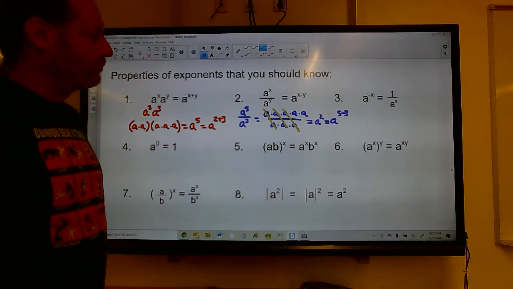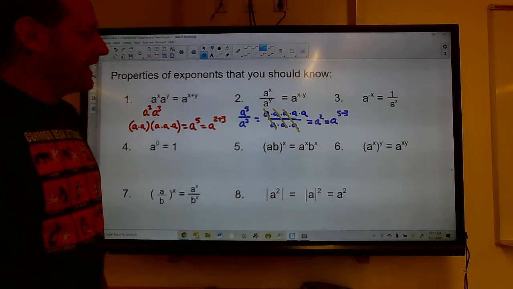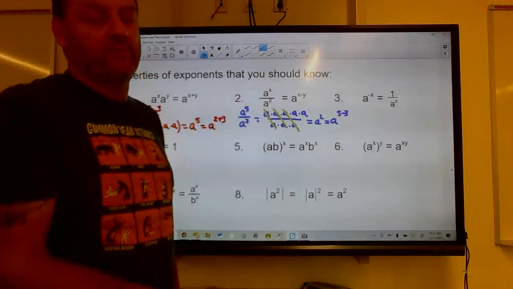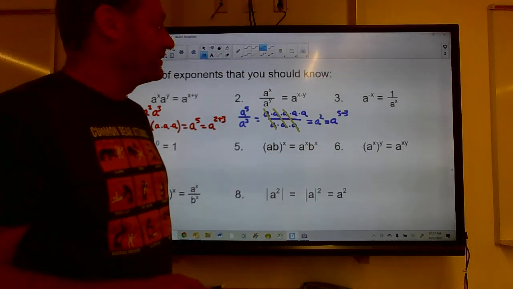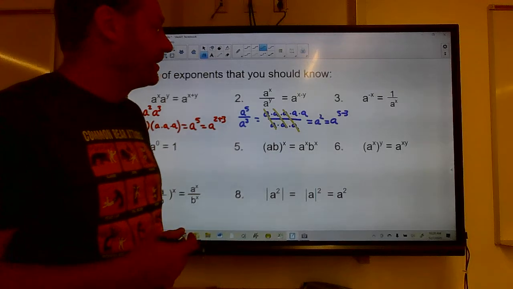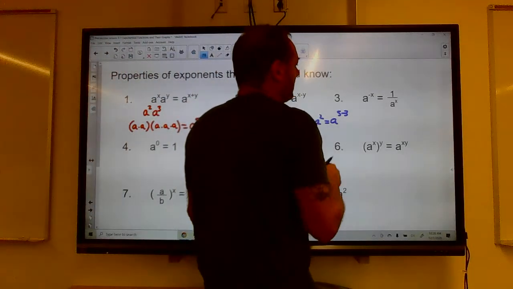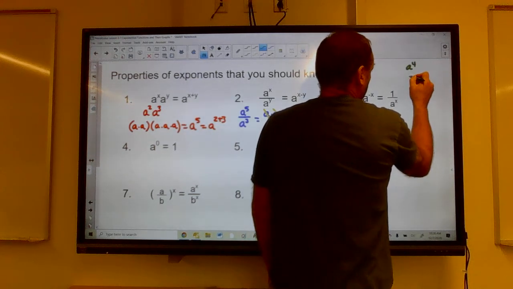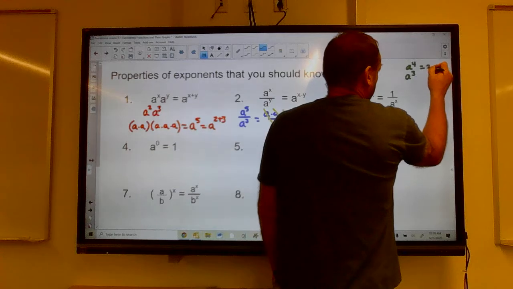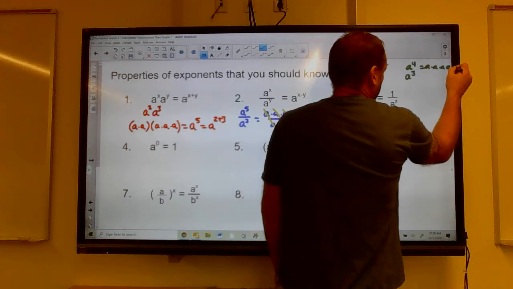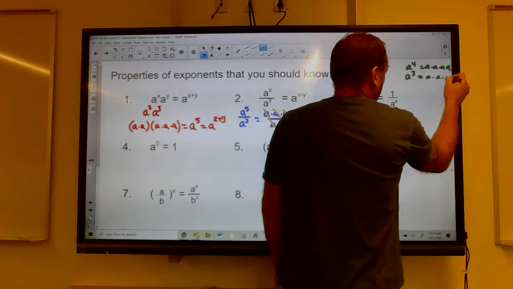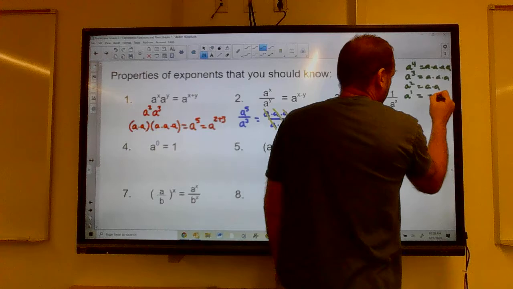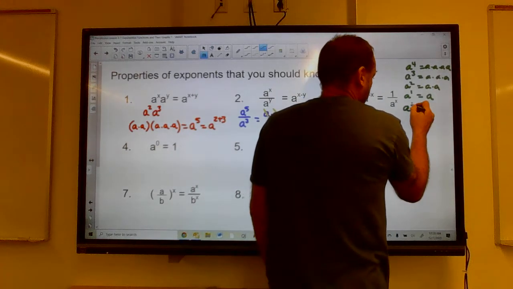A to the negative x is 1 over a to the x. So anytime I have a negative exponent, that means if it's in the numerator, it's going to flip it down to the denominator. And if it's in the denominator, it's going to flip it up to the numerator. So kind of the way you can look at this is if you follow the pattern, okay, I've got a to the fourth, okay, a to the third, this is a times a times a times a, this is a times a times a, a squared is just a times a, a to the first is a, a to the 0 is 1.